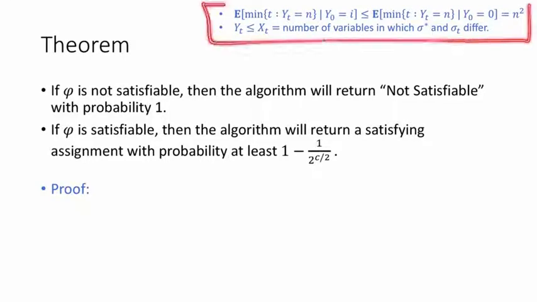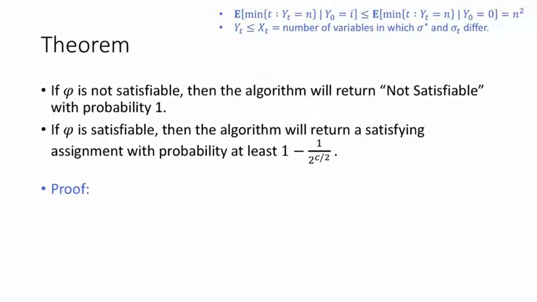So up here, I've written what we know so far. Okay, so the first statement of the theorem we are already good on. That says that if phi is not satisfiable, the algorithm will return not satisfiable. And we just spent this whole video on the second bullet point, the case that phi was satisfiable. So in this case, we want to show that the algorithm will return a satisfying assignment with probability at least 1 minus 1 over 2 to the c over 2.